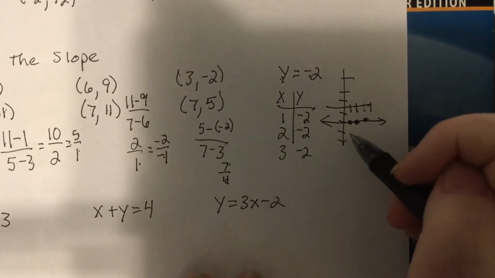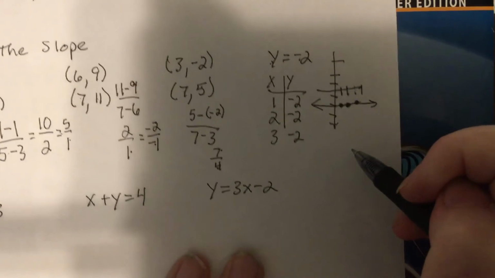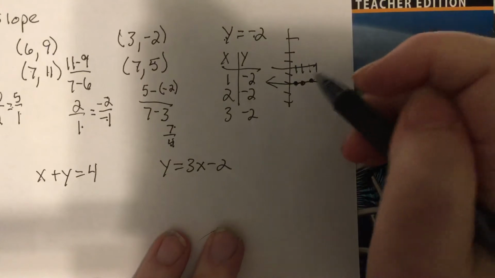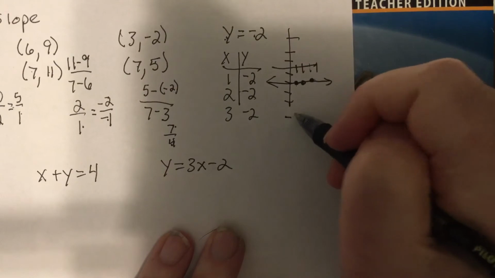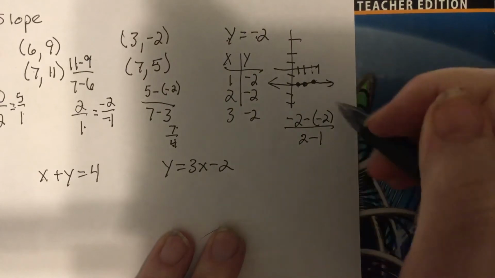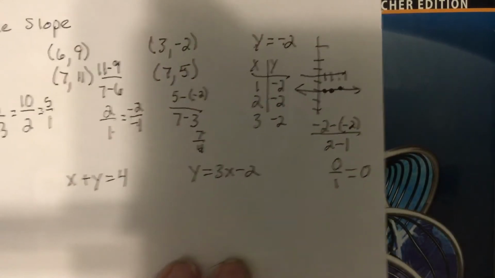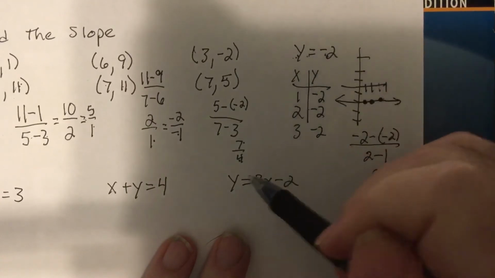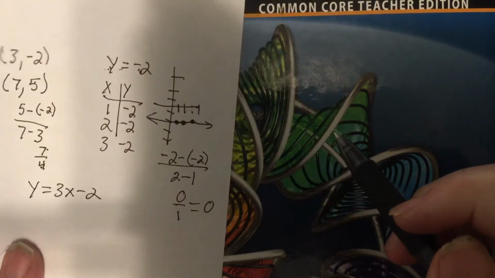So whenever you have y equals a number, it's a horizontal line. It's going straight across. Now, what would the slope of a horizontal line be? How fast is it going up or how fast is it going down? Well, notice it's going straight right or left. Take a guess. Well, let's see. Negative 2 minus a negative 2 over 2 minus 1. So that would be 0 over 1, which is 0. Now you're just going to have to remember that whenever you have y equals a number, it's a horizontal line, and the slope is 0.